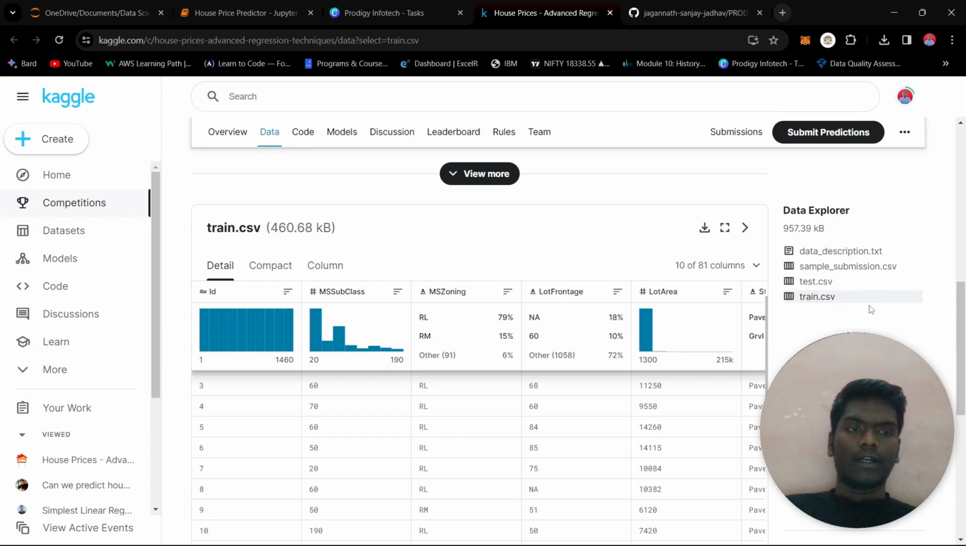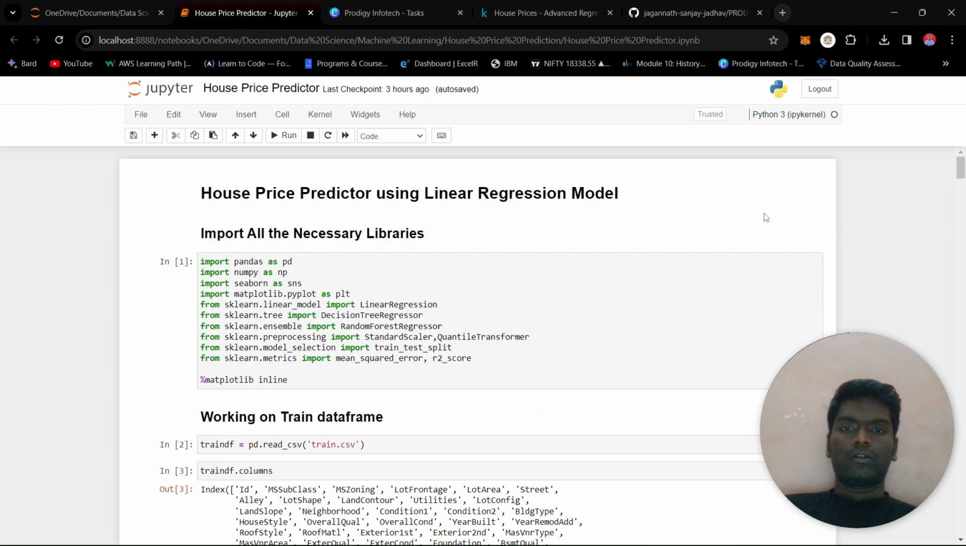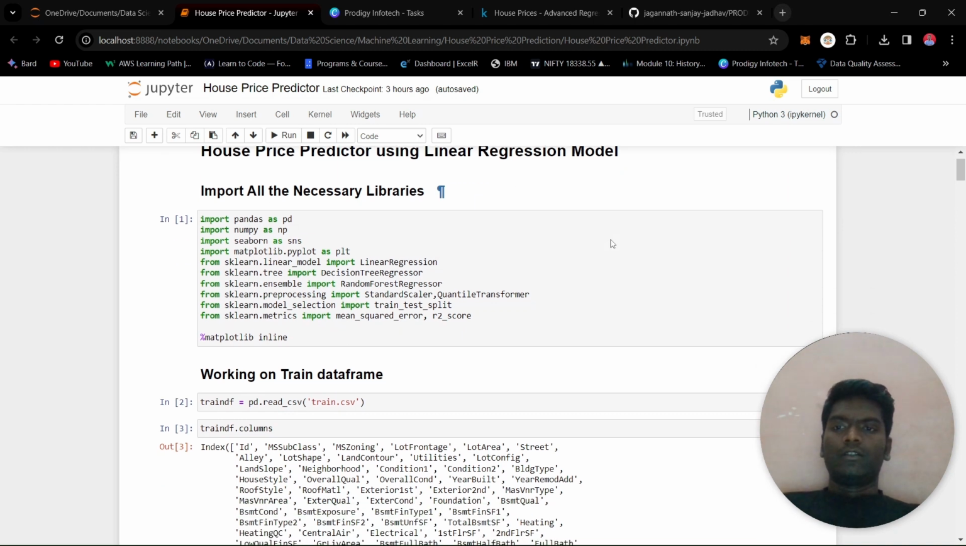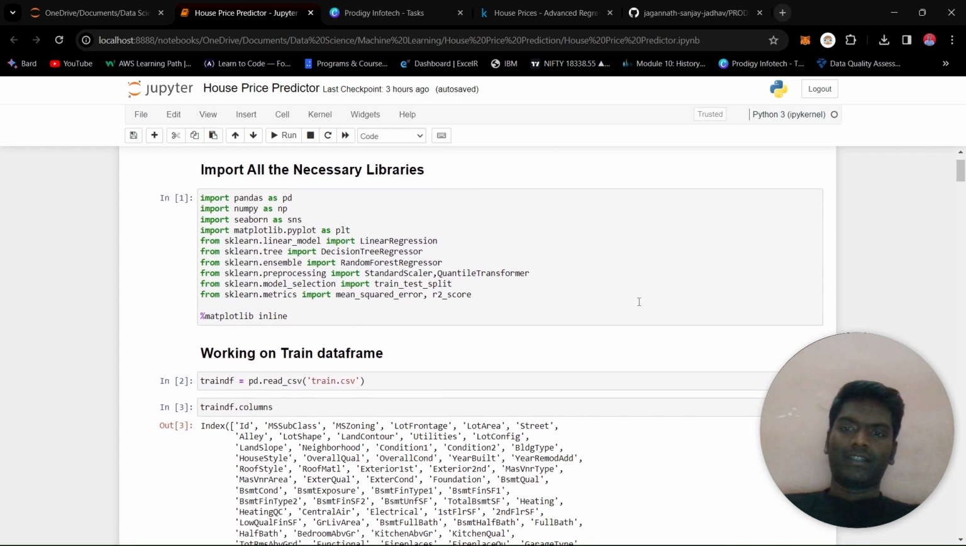We have 4 files. I downloaded them all and saved them into a folder, and then opened Jupyter Notebook inside that folder. So I have this notebook over here. I'll just walk through this project one by one, what kind of knowledge I gained by doing this project, and what kind of perspective has changed regarding the machine learning journey.